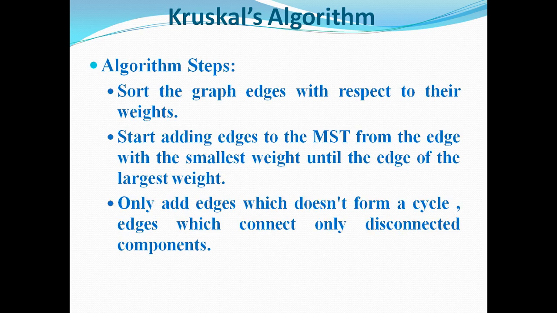So first, you sort the graph edges with respect to their weights. Start adding edges to the minimum spanning tree from the edge with the smallest weight until the edge of the largest weight. And remember, there is a condition for the spanning tree: no cycle. So only add edges which do not form a cycle. If there is an edge which creates a cycle, you discard it and move to the next one. So let me explain by an example.